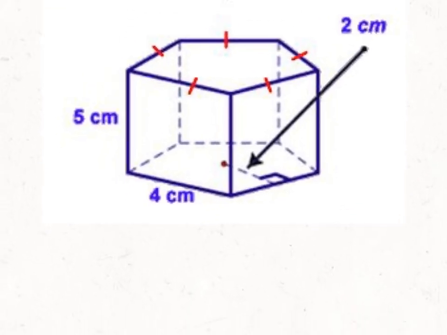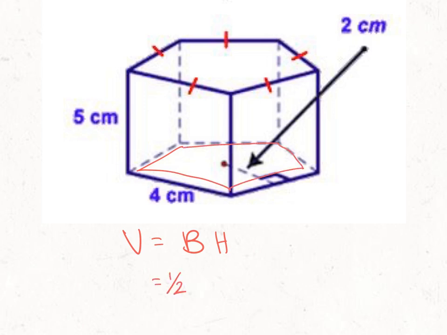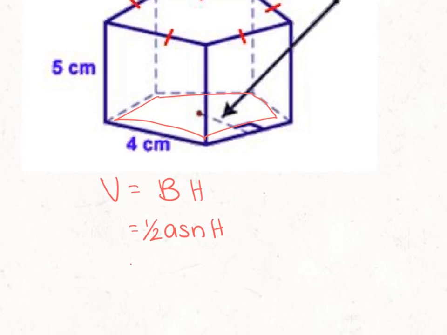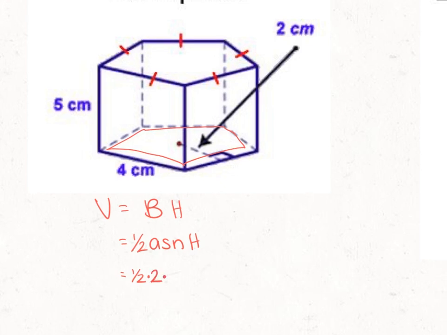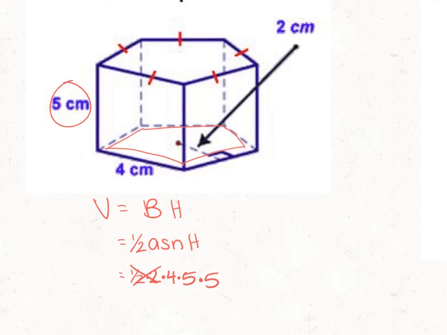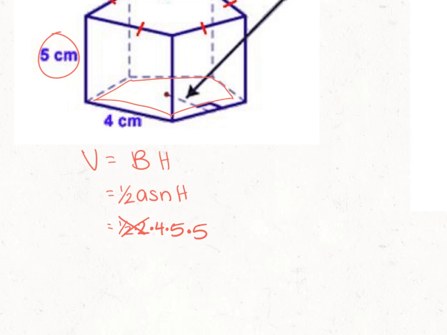Again, if I get a pentagon, my volume is still base times height. My base this time is a pentagon, so I'm using that 1/2 apothem times side times number of sides of the pentagon, then multiplying by the height of my prism. My picture tells me my apothem is 2, that I have 4 on one side, and a pentagon has 5 sides. The height of my prism is also 5. 1/2 times 2 works out to be 1. So I have 4 times 5, which is 20, times 5 more, 100 centimeters cubed.